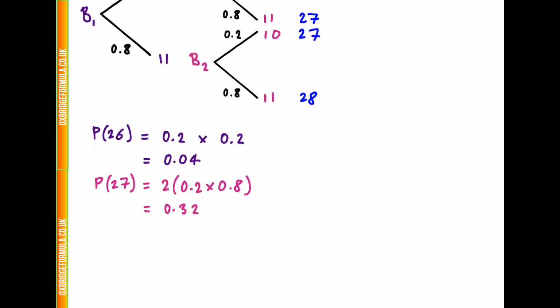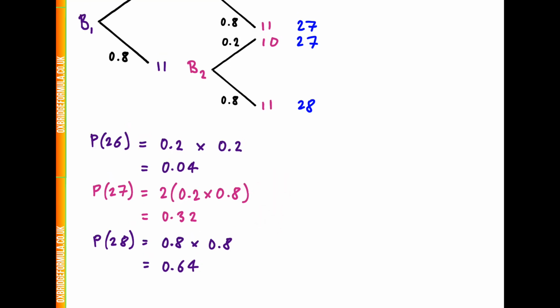And then finally, what's the probability of making the 28 molecule? So there's just one way of doing this. That's 0.8 times 0.8. 8 squared is 64, so 0.8 squared is 0.64. And just to check, do these add up to 1? Because they're all the probabilities. 64 plus 4 is 68, plus 32 is 100. So that's all okay.